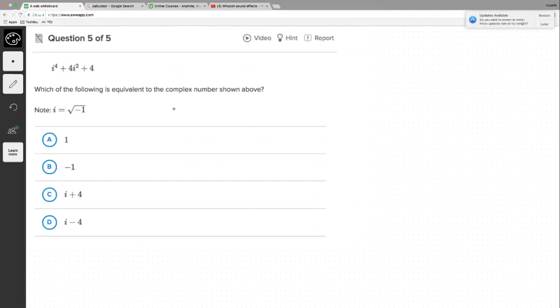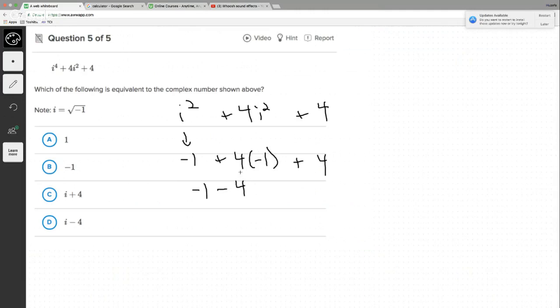Final question. Which of the following is equivalent? What are those i squared? That's what this one is all about. 4i squared plus 4. So I'm going to replace all these. i squared is just negative 1, plus 4 times negative 1 plus 4. That's it. Negative 1 plus, or we'll say minus 4, right? Because this is just a negative 4 plus 4. I'm going to do this a little out of order, but we got a negative 4 and a positive 4. These guys just cancel out with each other. We're left with negative 1, which is B.